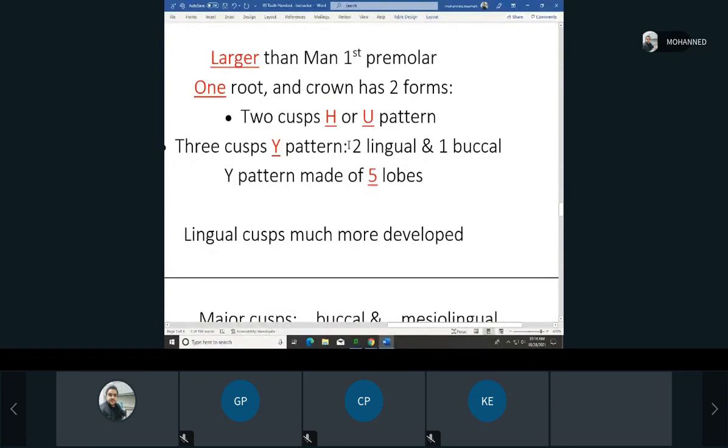Okay, we're good. I need to show you a picture of the H, U, and Y pattern later on.